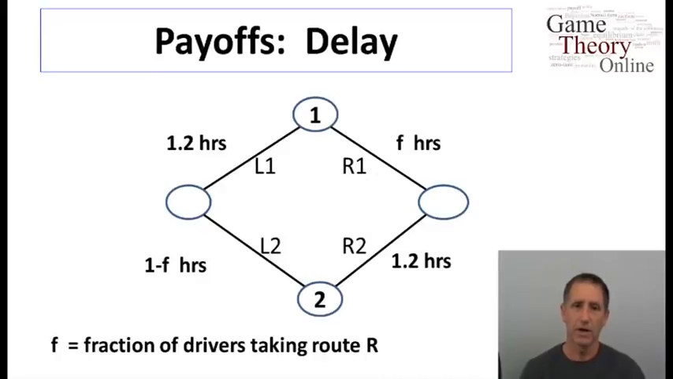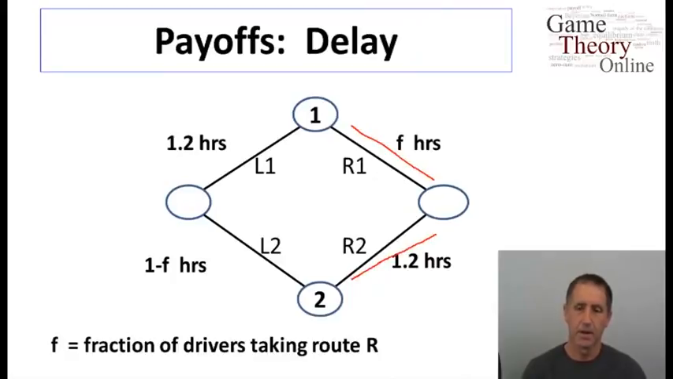If they go down the right, then the first leg of the trip, the delay there depends on how many people chose that route. So call the fraction of the drivers who go that way f. F is between 0 and 1, and that is the delay. The higher the fraction, the longer the delay. And the second leg is more straightforward. It's a fixed delay of 1.2 hours.